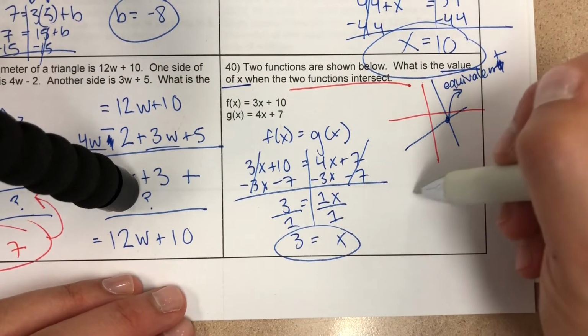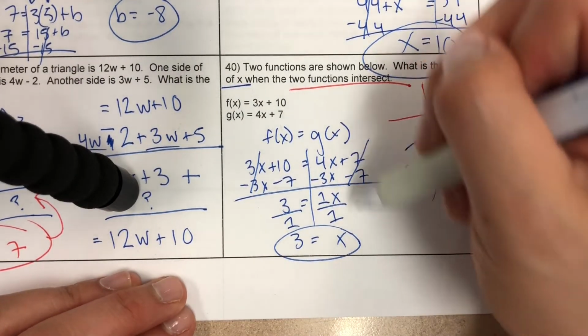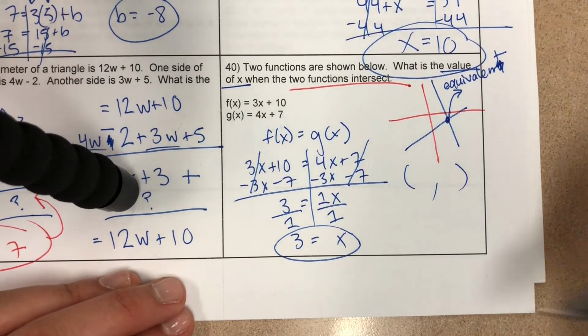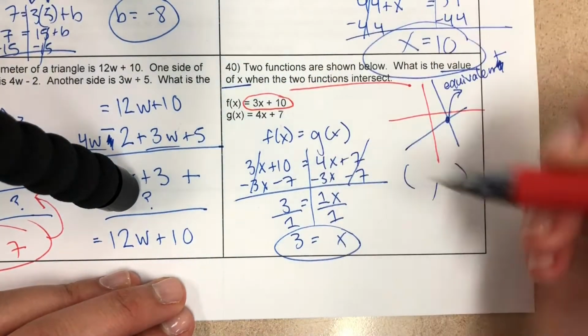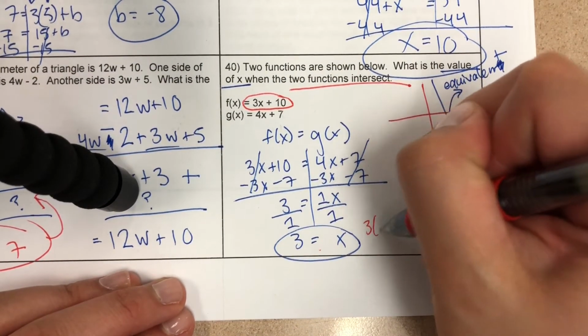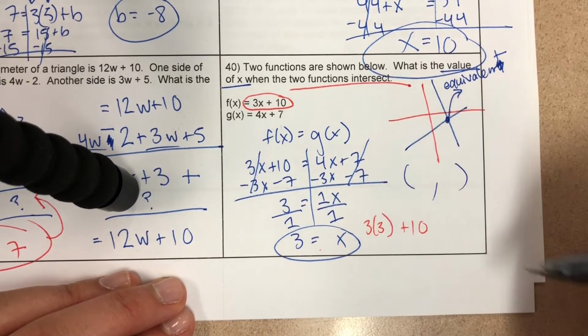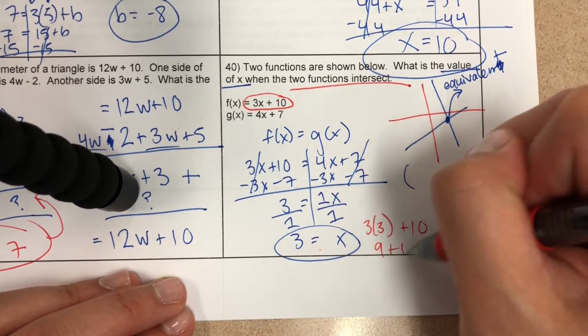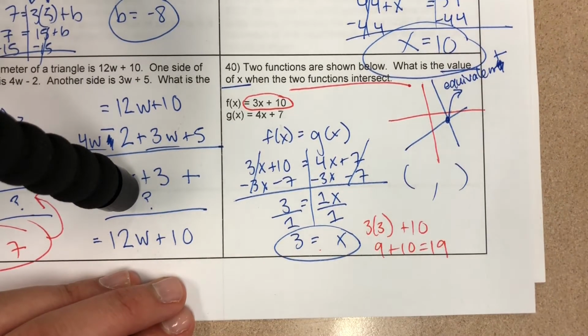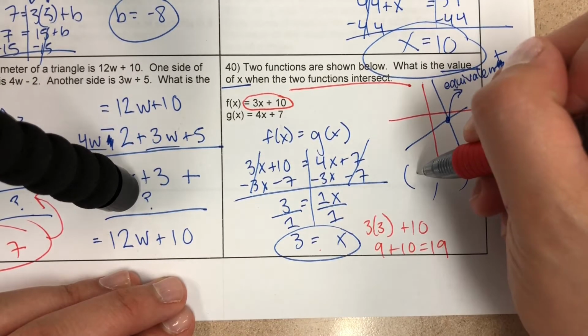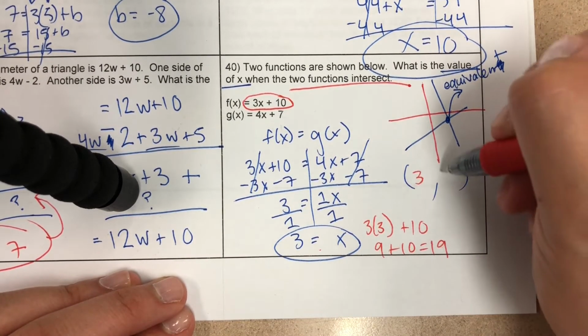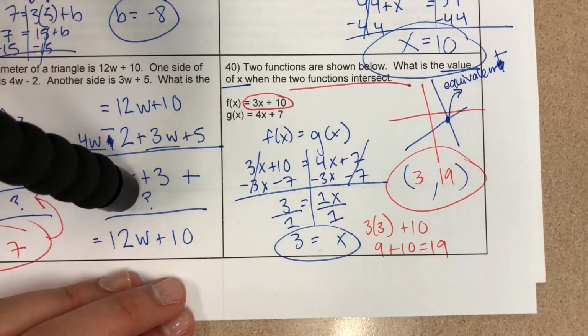If I wanted to find the ordered pair, I could pick one of these equations, such as the first one, 3x plus 10, and plug in the x value. So 3 times 3 plus 10 equals 9 plus 10, which equals 19. I could find the final ordered pair, which would be x as 3 and y as 19, as the point of intersection.